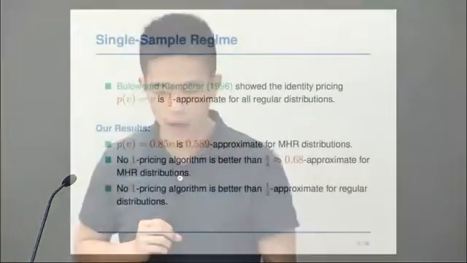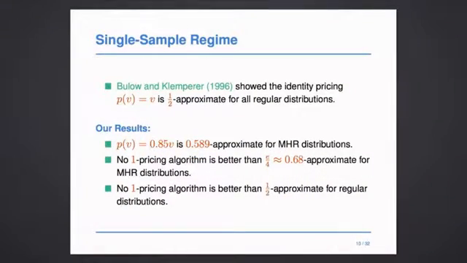So what we show is that actually you can do better for MHR distributions. If you take the sample and scale it down by some factor, 0.85 in this case, then you can actually get a 0.589 approximation for MHR distributions. Okay. And we also show some upper bound, like 0.68 for MHR distributions. And we also show that this 1/2 approximation for the regular distribution is tight for deterministic algorithms.